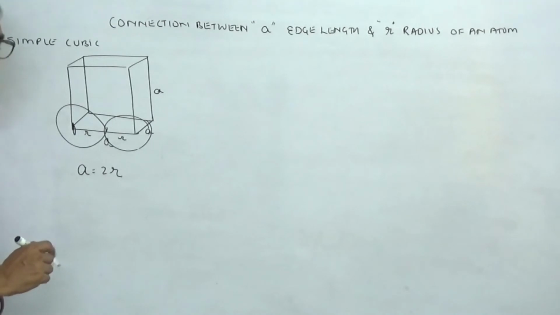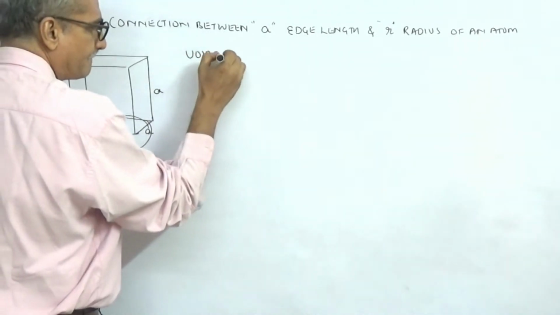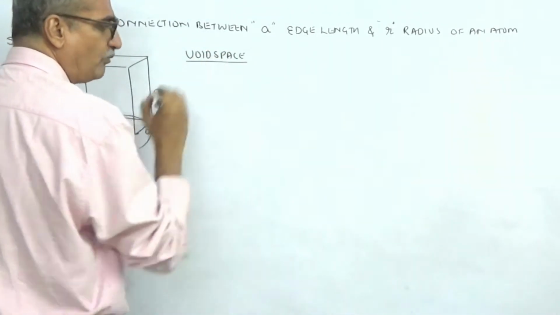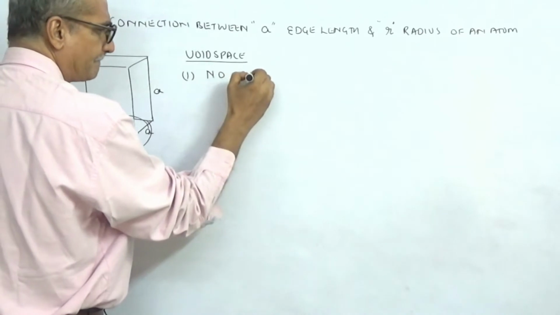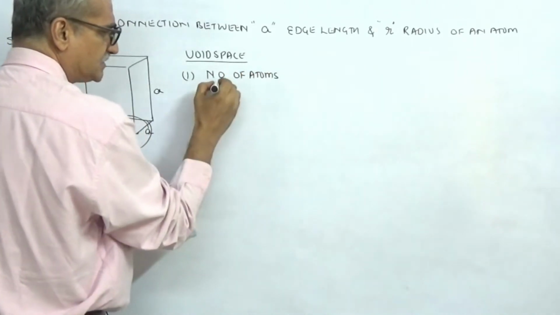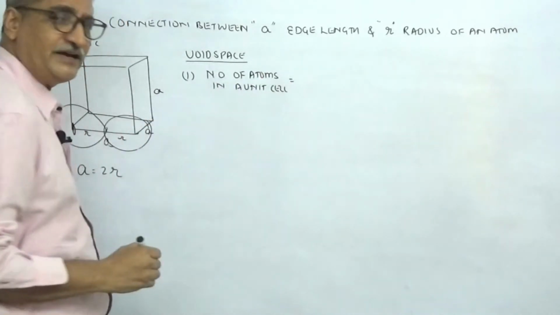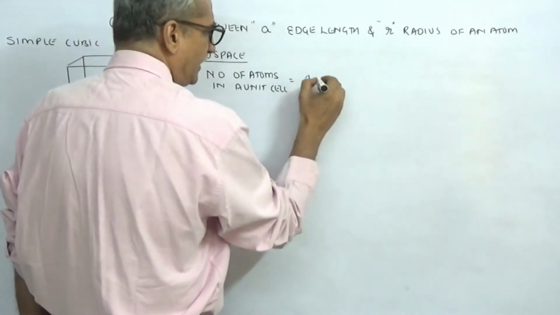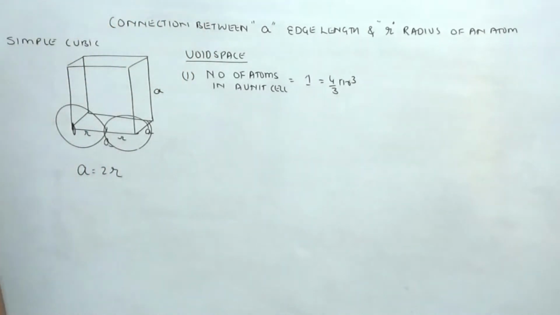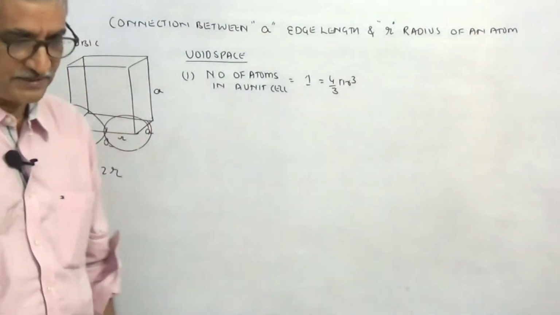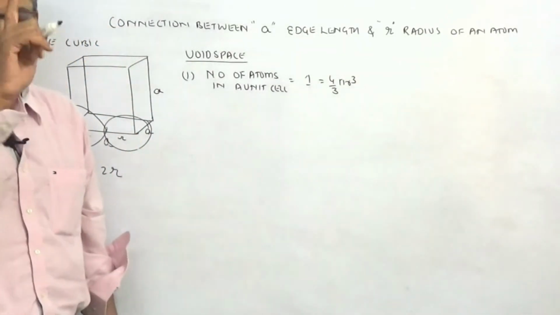Okay. Now what are we using this to calculate? We are using this to calculate void space. How are we calculating the void space? Point number 1. We look at the number of atoms in a unit cell. So we know the number of atoms in a unit cell is equal to how much? Only 1. And the volume is 4 by 3 pi r cube. It's a sphere. In a simple cubic, 8 into 1 by 8, that's what I taught you last time, each atom in the corner is shared by 8 unit cells. So 8 into 1 by 8 will be 1, so 1 atom.